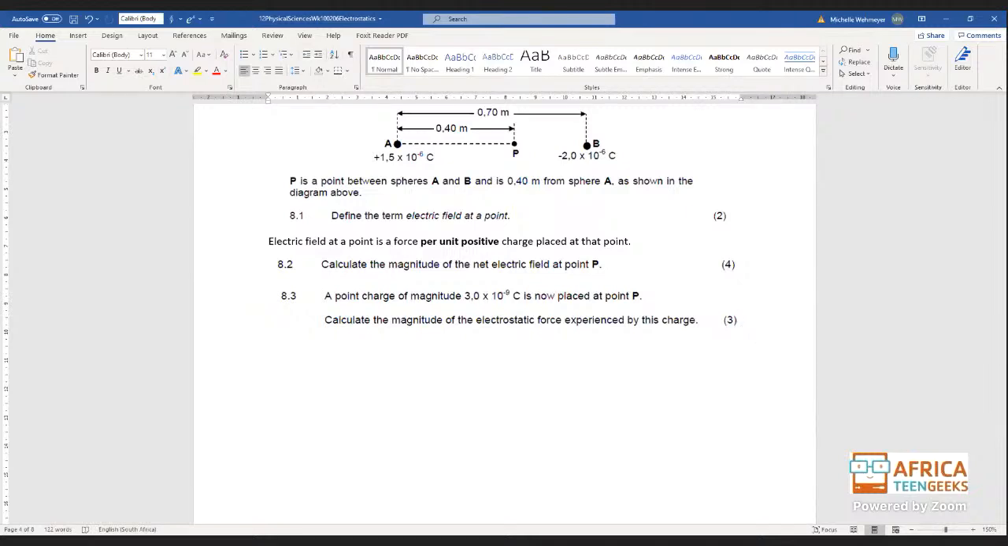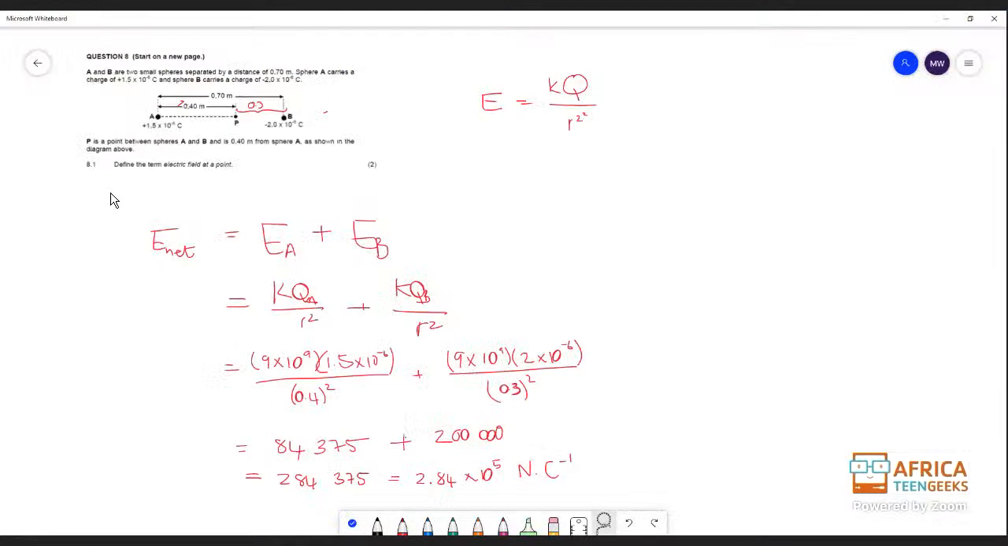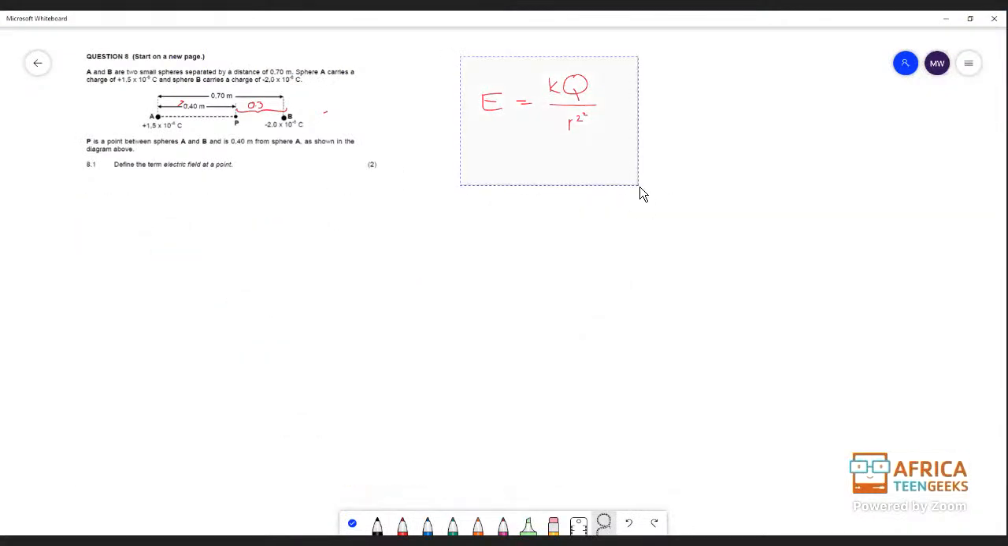I'm going to do it the quick way, which is you use the following formula. Fe is equal to QE. Okay, and we basically just use the formula E is equal to F divided by Q and we've just changed it around.